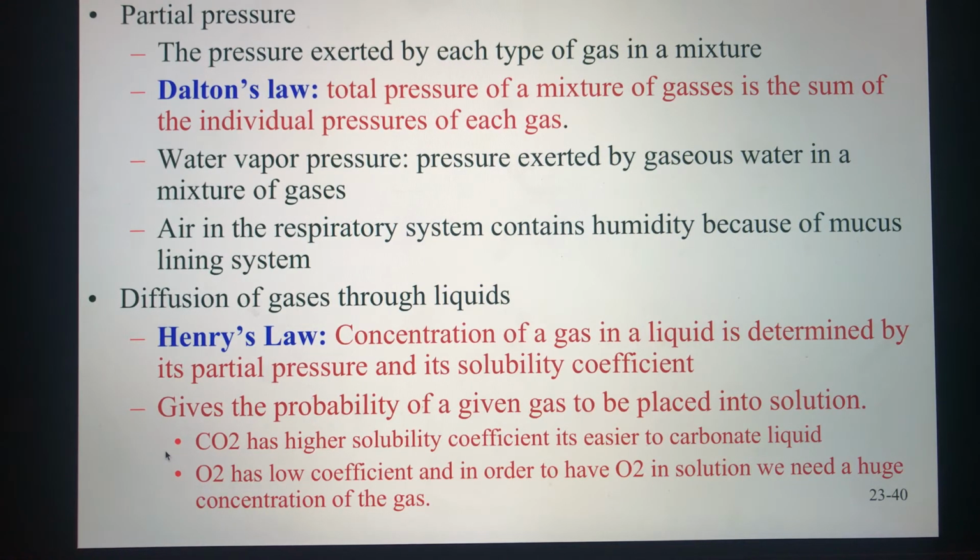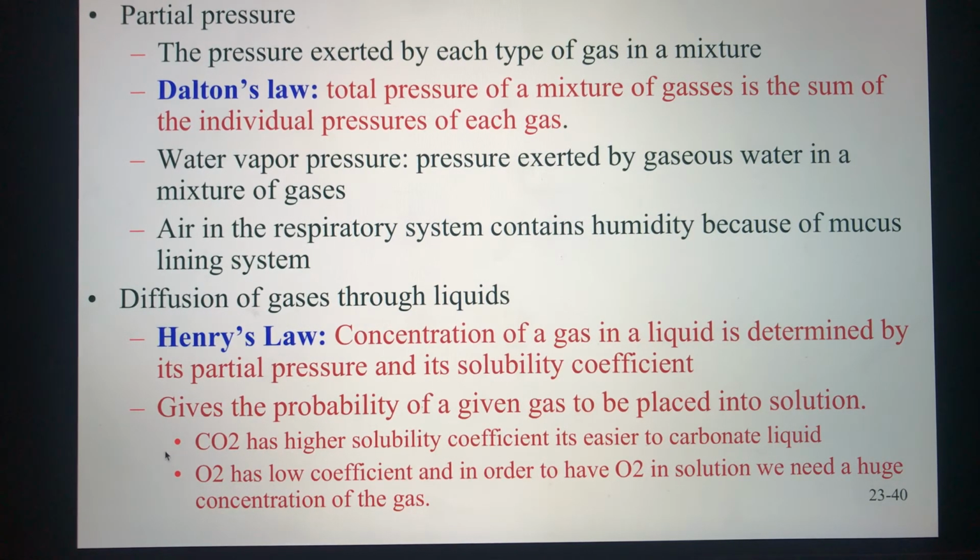Henry's law tells us the ability of a gas to go into liquid form. In other words, can carbon dioxide go into liquid form, or can oxygen? We're going to see that oxygen has a very low diffusion ability as a gas into liquid. Oxygen is so low that you have to increase the pressure tremendously just to get a little bit of oxygen to go into liquid form. That's why you've never heard of oxygenated beverages.